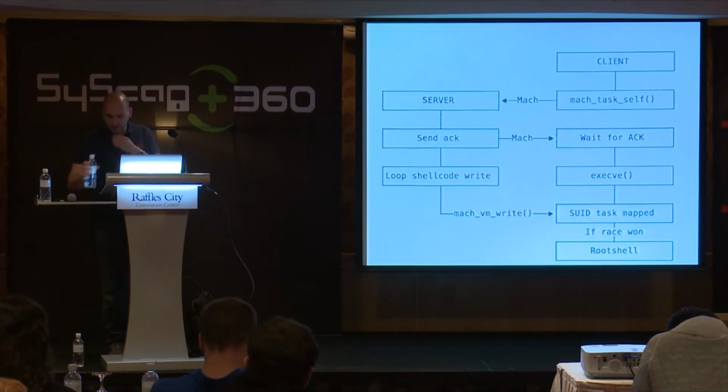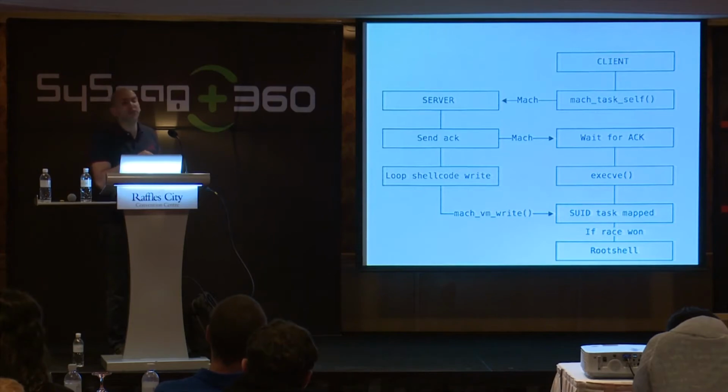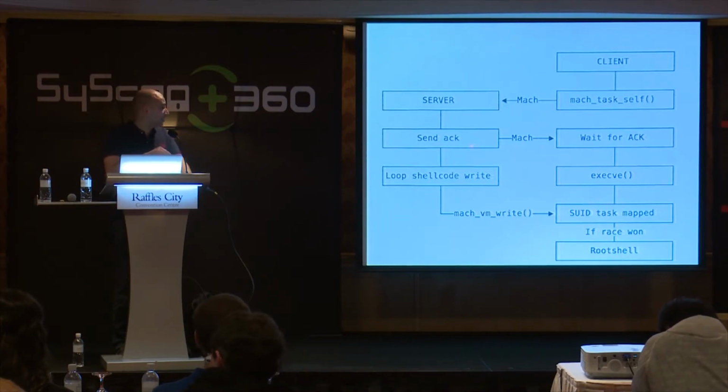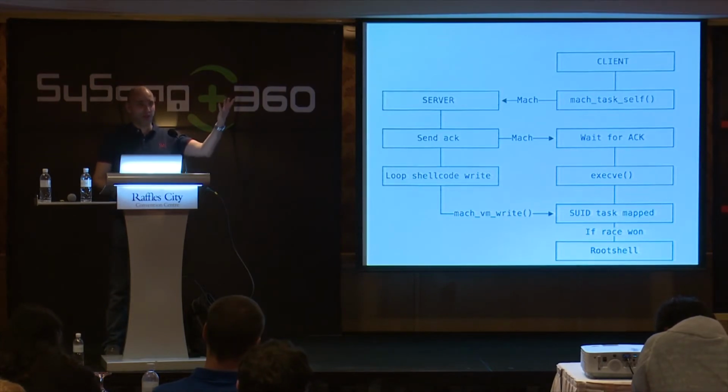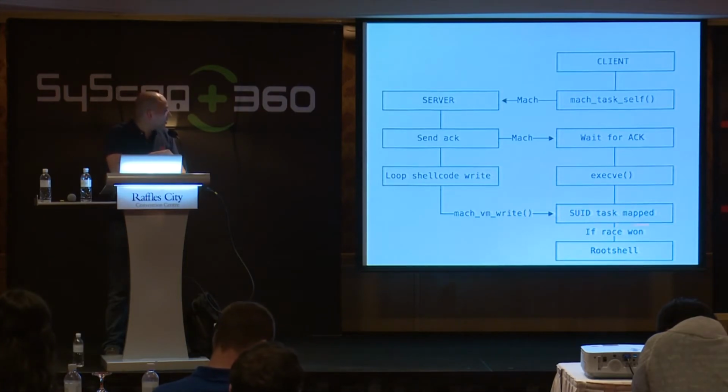This is a very basic scheme. It's not totally correct because I did it some time ago. So you have a client. It will get the port to itself and send it via Mach to the server. The server will acknowledge that it received the port from the client and send an acknowledgment, while the client is waiting for it. As soon as the client receives the ack, it will try to execute the SyD process in this case. And while it's executing this, the server starts trying to win the race, using this function, Mach VM write, which is a function that allows you to write to the memory of any task that you have the port to. And if the SyD task is already mapped, we are trying to win the race.